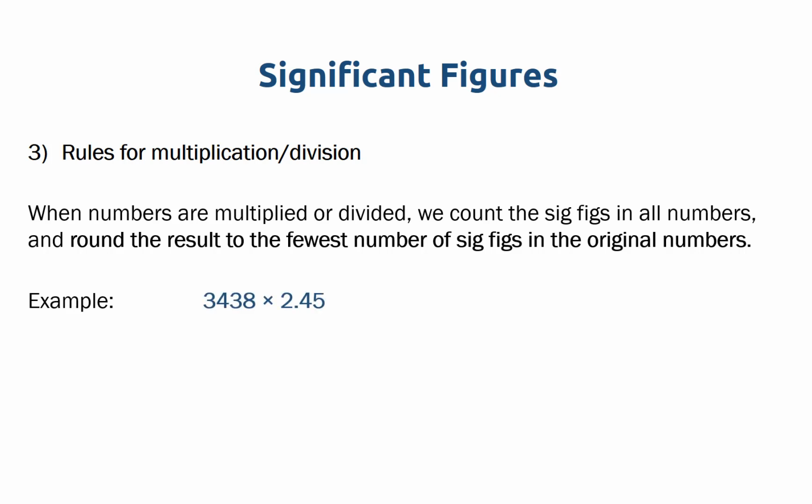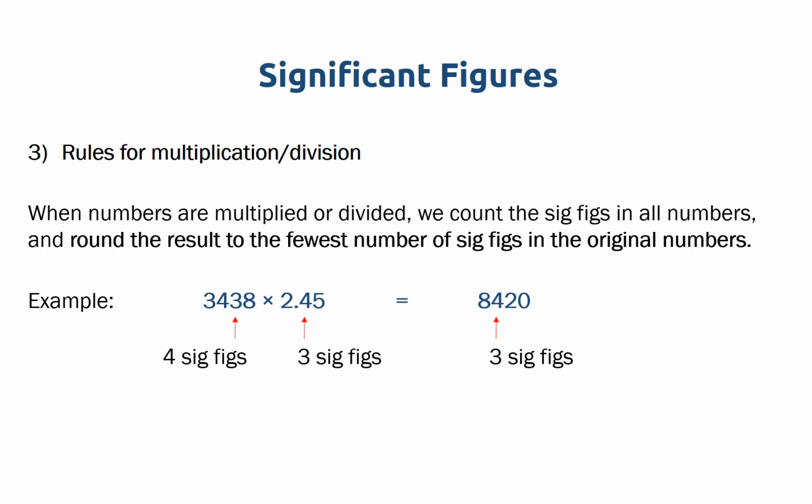In this example, we have 3,438 times 2.45. Let's count the number of sig figs in both numbers. We have 4 significant figures in the first, and we have 3 significant figures in the second. Again, we cannot have our final answer be more precise than our least precise number in the equation. So that means we're going to round our final answer to 3 significant figures, which will look like this. We get rid of the final digit at the end so that we only have 3 significant figures.